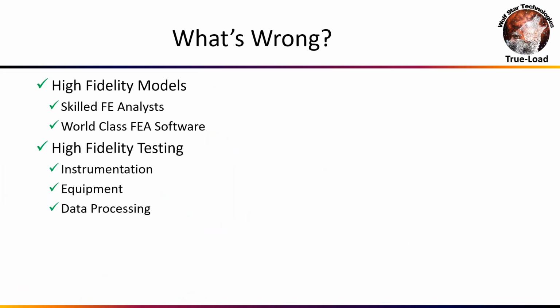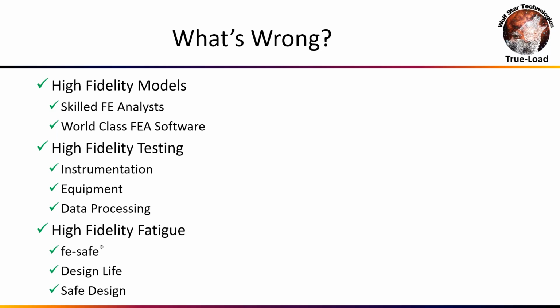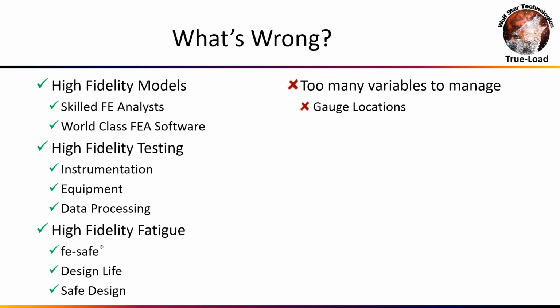They're doing the right stuff by testing, and you're using tools like FE Safe to do fatigue analysis. So your company is making all of the right investments, but they're not getting the right answers. Well, what's going on? Well, the problem is you just got too many variables. You got gauge locations, you got load cases, and the quantity of data.